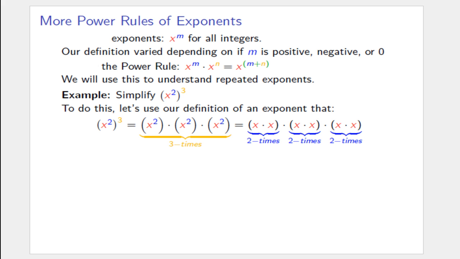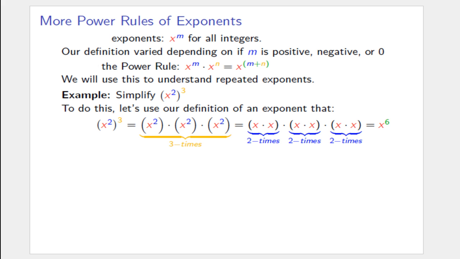But we can rewrite x squared as x times x. So our x squared times x squared times x squared becomes x times x times x times x times x times x. But here we have x multiplied by itself 6 times. So we have x to the 6th.